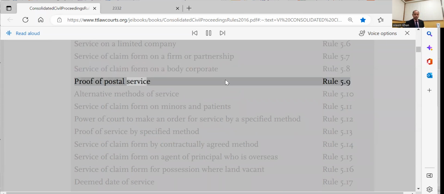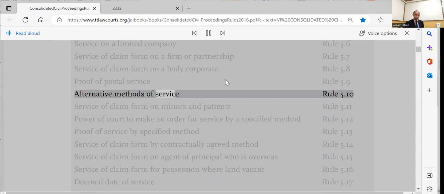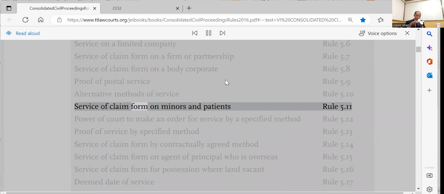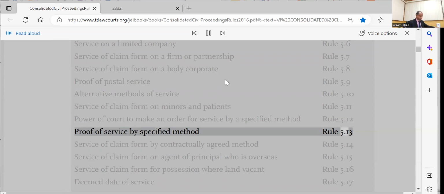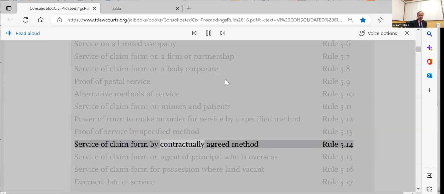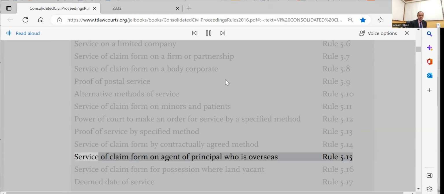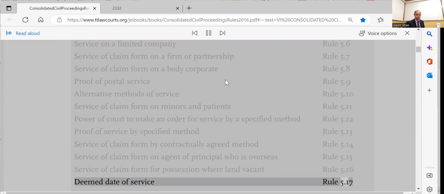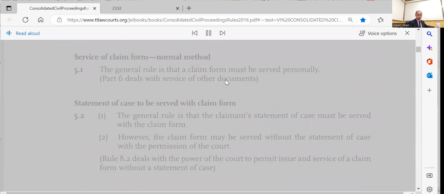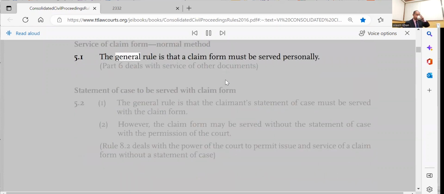5.8 Proof of Postal Service Rule 5.9 Alternative Methods of Service Rule 5.10 Service of Claim Form on Minors and Patients Rule 5.11 Power of Court to make an order for service by a specified method Rule 5.12 Proof of Service by specified method Rule 5.13 Service of Claim Form by contractually agreed method Rule 5.14 Service of Claim Form on Agent of Principal who is overseas Rule 5.15 Service of Claim Form for possession where land vacant Rule 5.16 Deemed Date of Service Rule 5.17 Service of Claim Form.